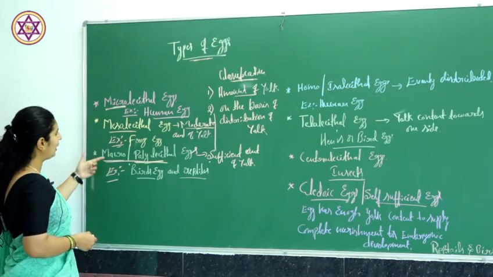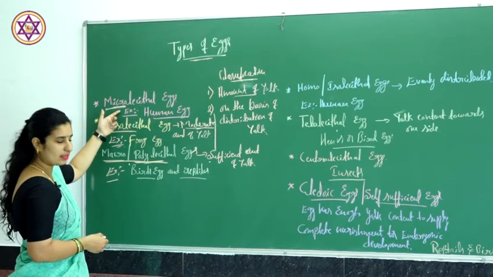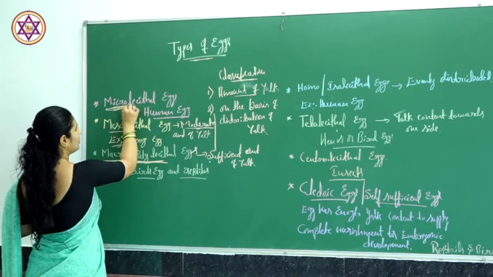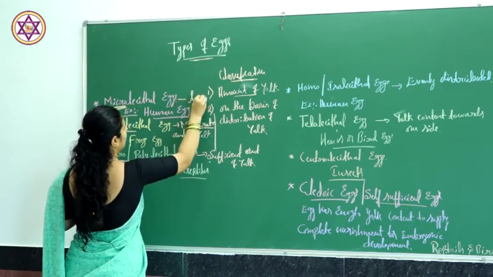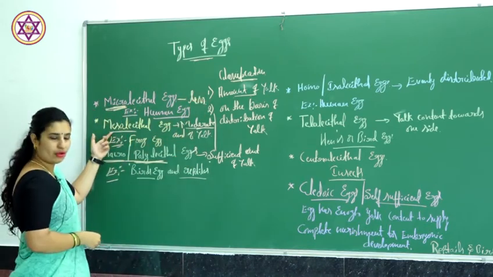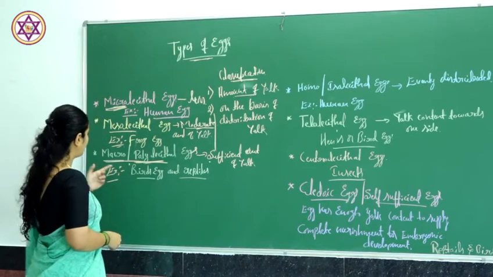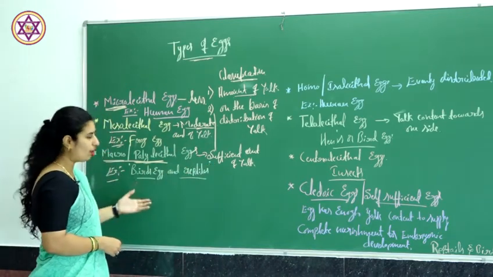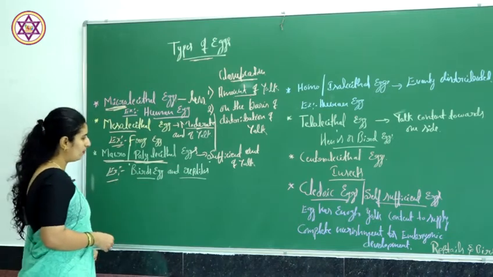Here we have three types: microlecithal, mesolecithal and macrolecithal. As the name says, micro means very less amount of yolk, meso means a moderate amount of yolk is present, and macro means a sufficient amount of yolk is present, then it is called macro or polylecithal eggs.